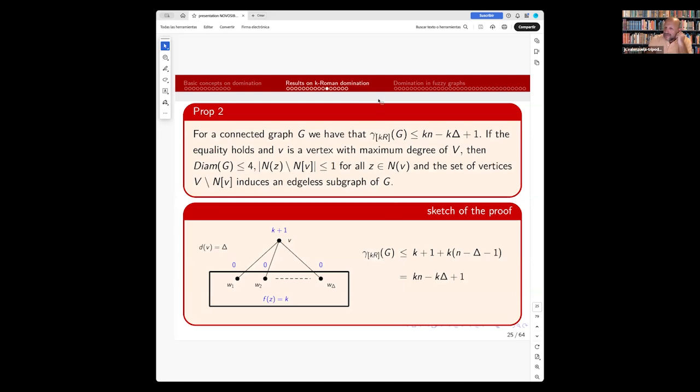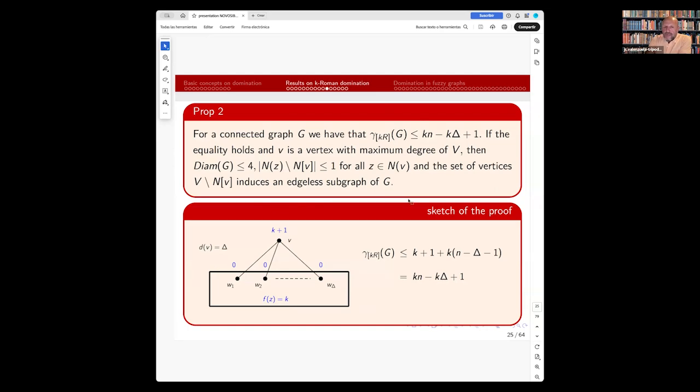Once we have proved that the problem is NP-complete, that is, that finding the exact value of the parameter in general is NP-complete, it is worth having some bounds to be able to estimate the value of this parameter for some classes of graphs. So in this sense, we have proved several upper and lower bounds, and of course, we tried to prove tight bounds and show that these bounds are achieved for some graphs.